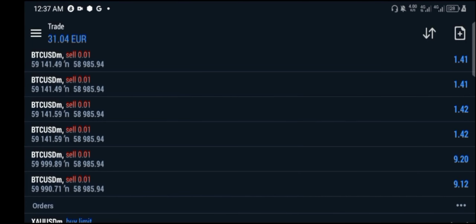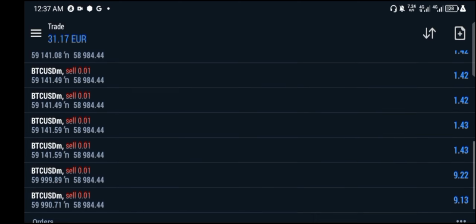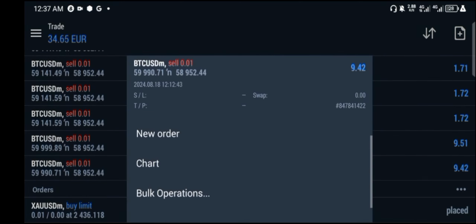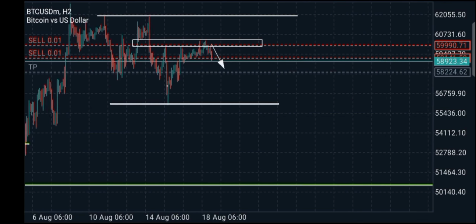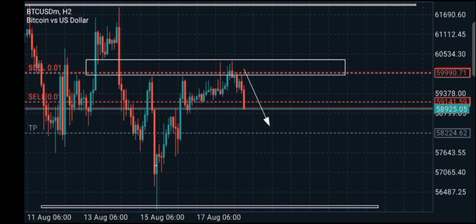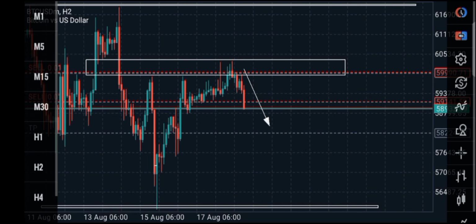Alright guys, back to the trade, and you can see we are all on profit. All our positions are on profit. So let's go back to the chart. So this is it, guys. This is what I was saying right here. We want to see price drop lower from this particular imbalance, which price is already playing along with the setup.